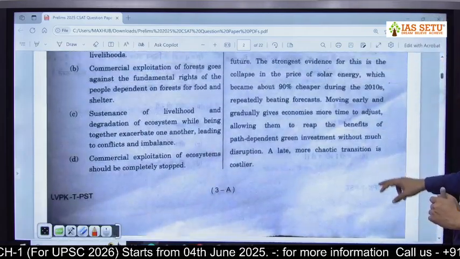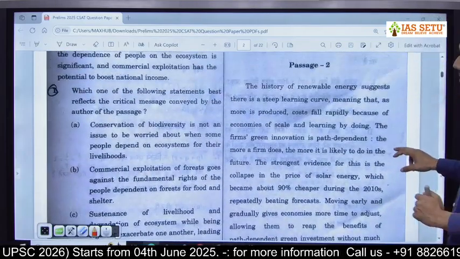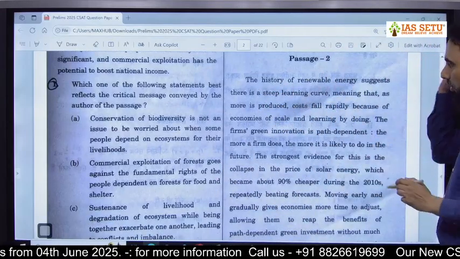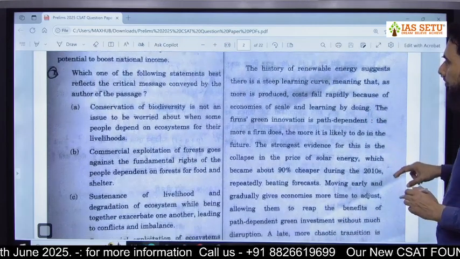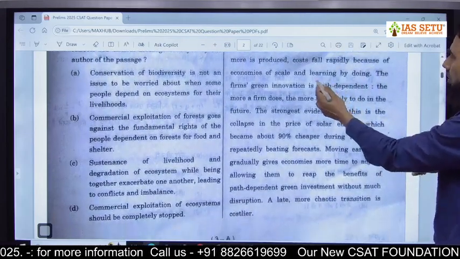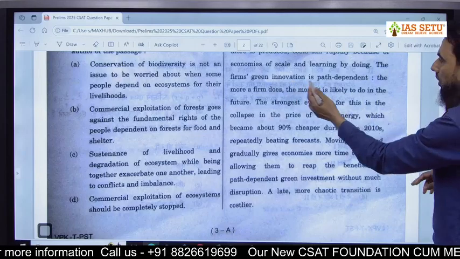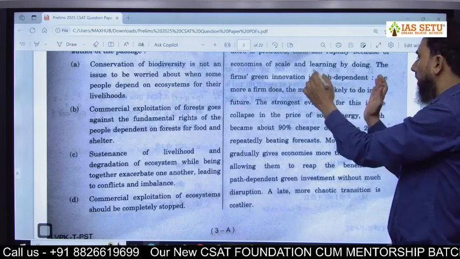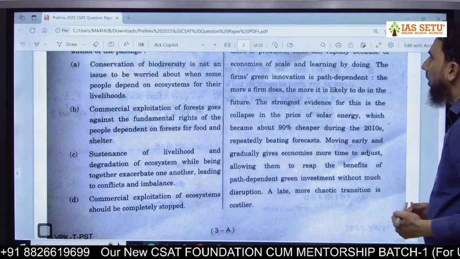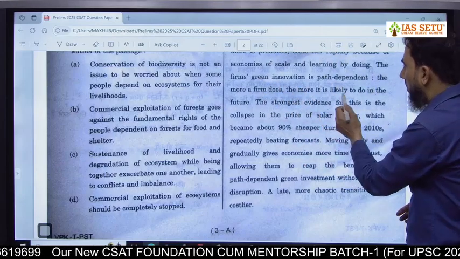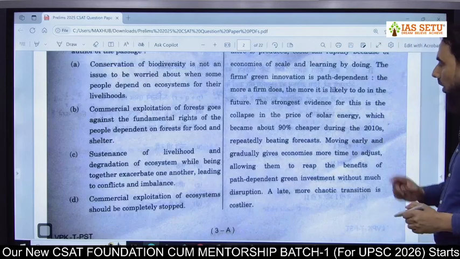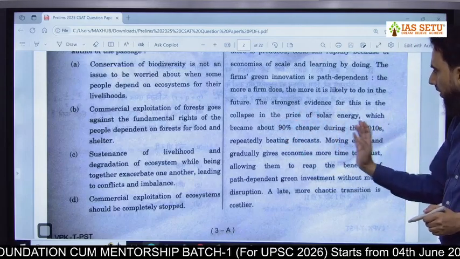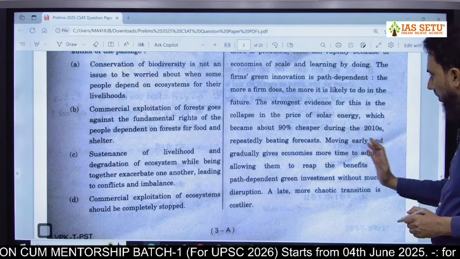Let me show you about the timing. You see, first he talks about the history of renewable energy suggests there is a steep learning curve, right? It means it starts from the past, and then it talks about economies of scale, how it is helpful. The firm's green innovation is path dependent, right? Something has been done in the past, on the basis of that they proceed, and so they get benefit. The more a firm does, the more it is likely to do in the future, right? So related to time, now the author says the strong evidence for this is the collapse in the price of solar energy, which becomes 90% cheaper during 2010.